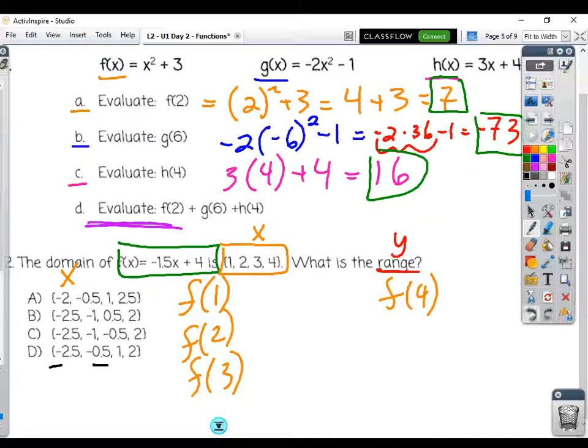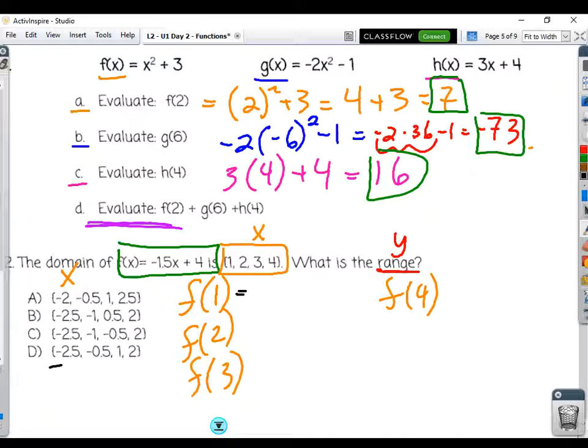Okay, so let's go ahead and plug in, we'll start with 1. If we plug in f of 1, 1 times negative 1.5 is negative 1.5. Negative 1.5 plus 4 gives me negative 2.5. So we have to have a negative 2.5 in my range. So this first one doesn't have a negative 2.5. That's positive. So that's not it. So we can get rid of option A.